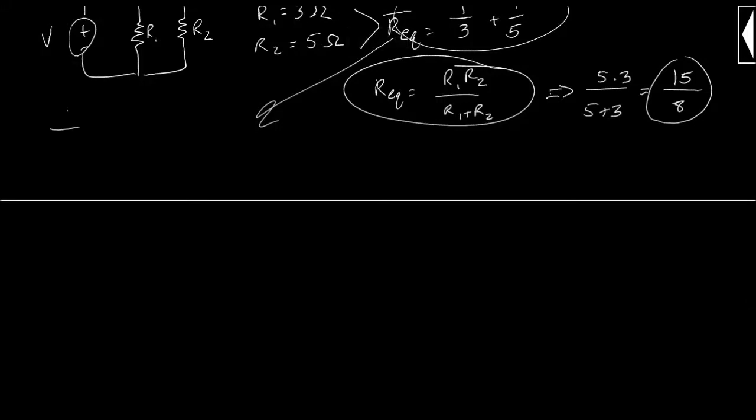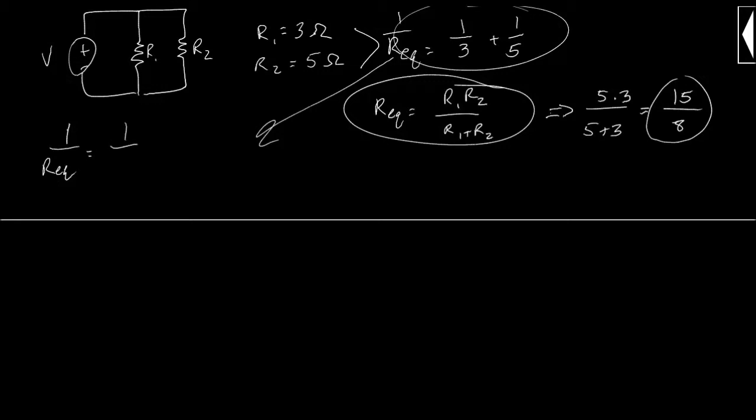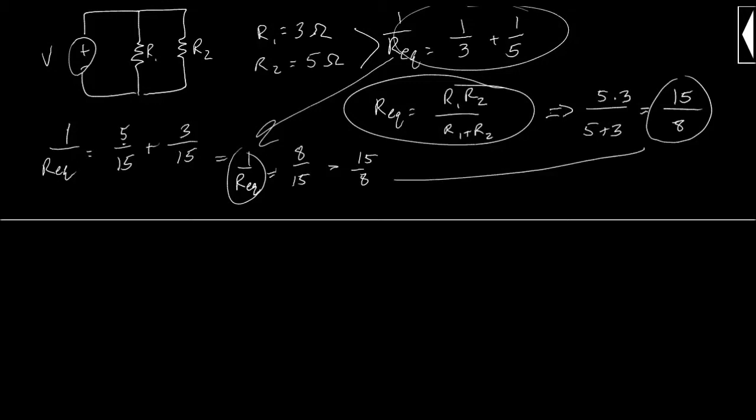You get 1 over R equivalent equals common denominator 3 over 15 plus, oh, I mixed it up there, but you could do 5 over 15 plus 3 over 15, which means 1 over R equivalent equals 8 over 15. You take the inverse of this and you get 15 over 8, which is the same answer we got here. So it works out to be the same.